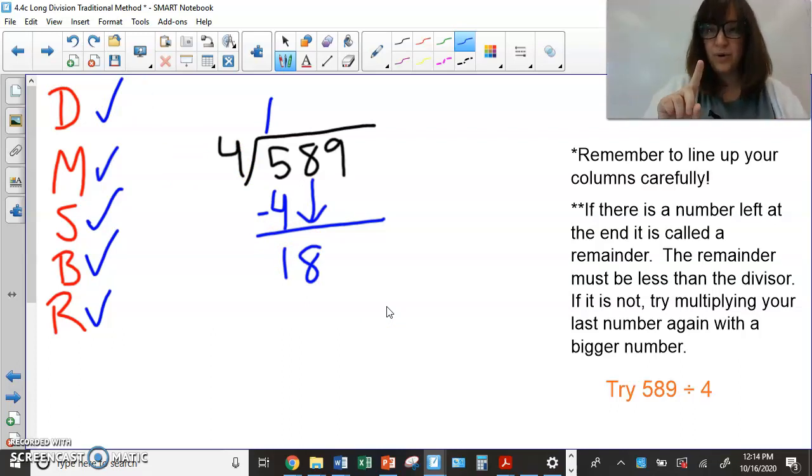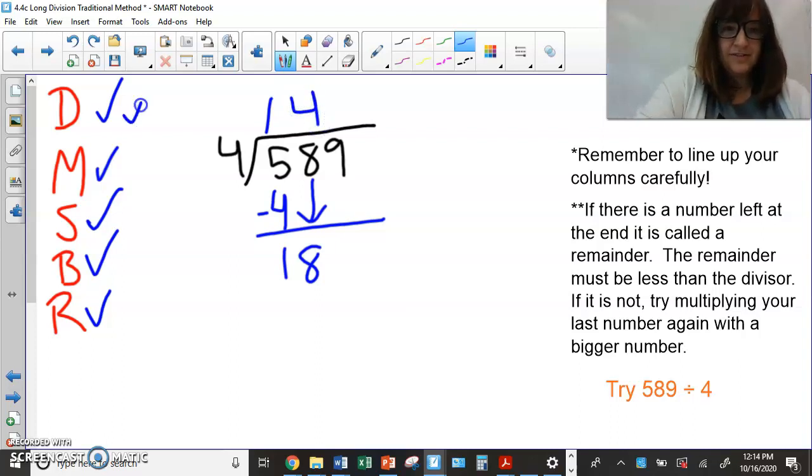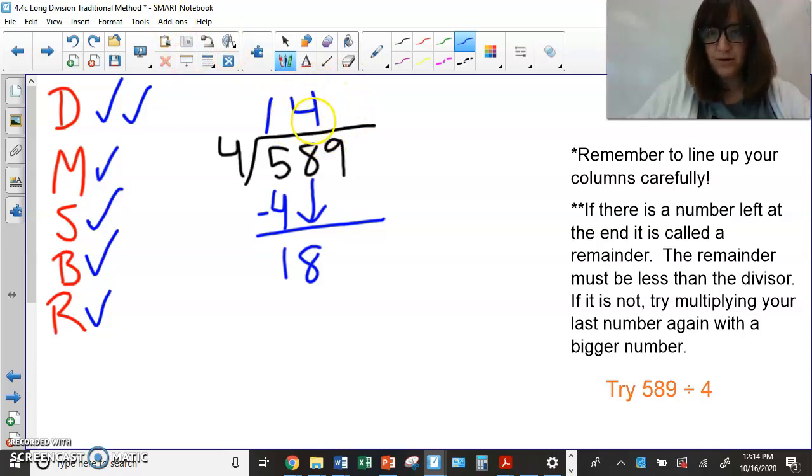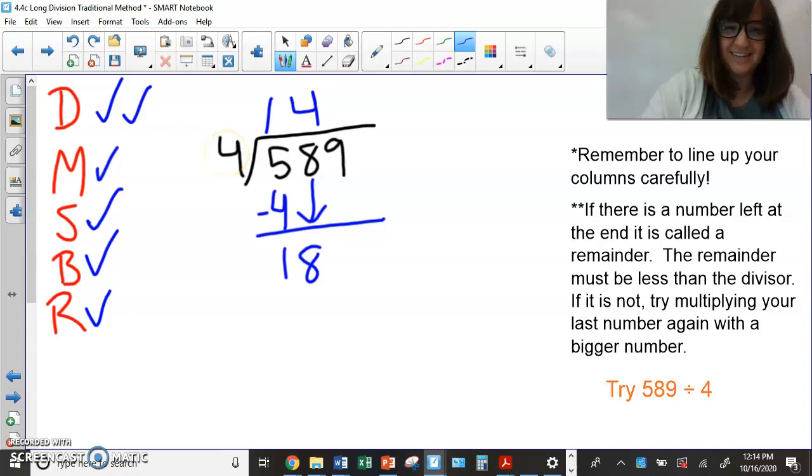So 4, 8, 12, 16, 20. Whoops, 20 is too big, so I'm going to stop at 16. So that means it goes into it 4 times without going over. So I'm going to put a 4 right here at the top. So I've divided. Now I'm going to multiply. You only multiply the digit you just wrote. So I'm going to multiply 4 times 4, which is 16.